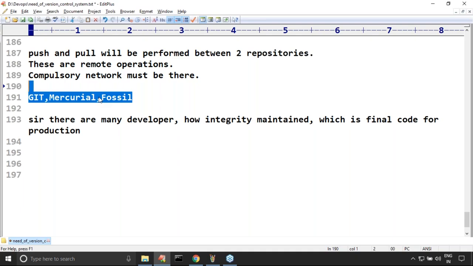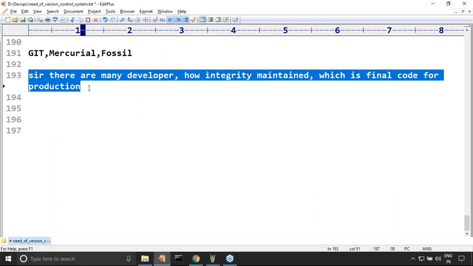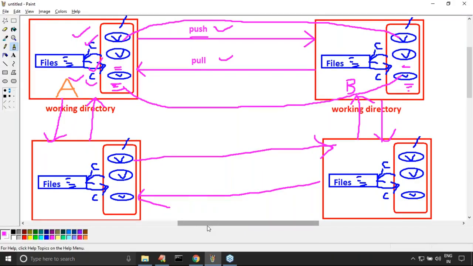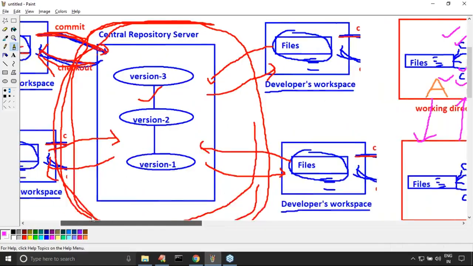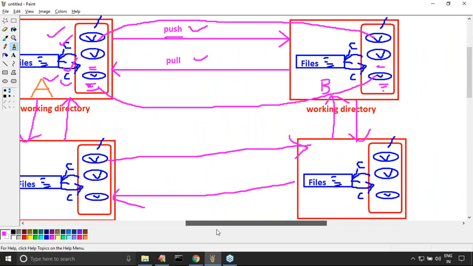Next, there is one important point. This point is going to answer several doubts you have in your mind. Now listen carefully. I just want to change my diagram. Between the centralized model and the distributed model, is it clear for all of you?